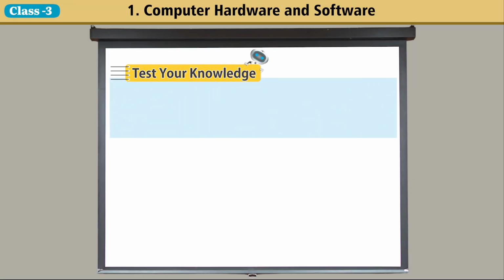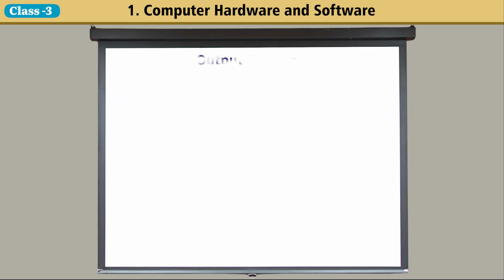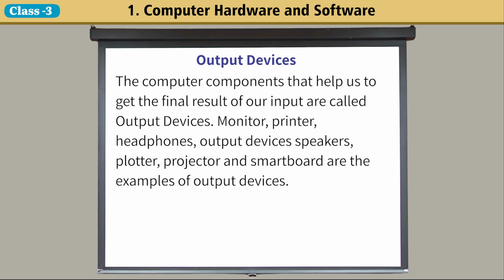Test your knowledge. Draw and color your favorite input device on chart paper. Also write its use. Output devices. The computer components that help us to get the final result of our input are called output devices. Monitor, printer, headphones, speakers, plotter, projector and smart board are the examples of output devices.